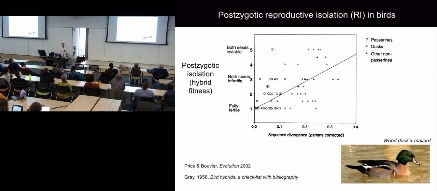So here's the data that's summarized by Price and Bouvier in Evolution, 2002. The only point here, and this has been published by a number of other researchers in other groups of organisms, is that reproductive isolation, in this case postzygotic isolation, increases with time since divergence.